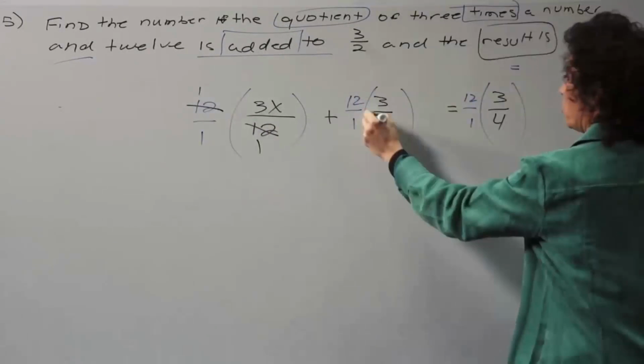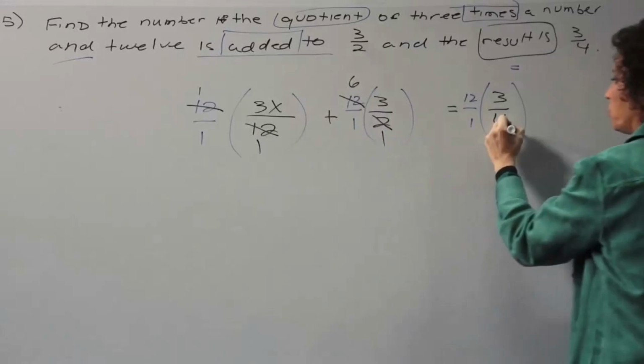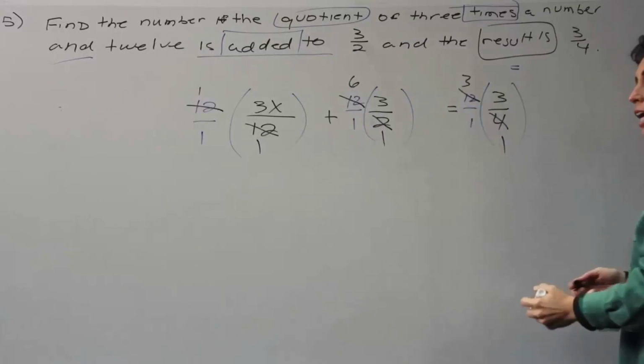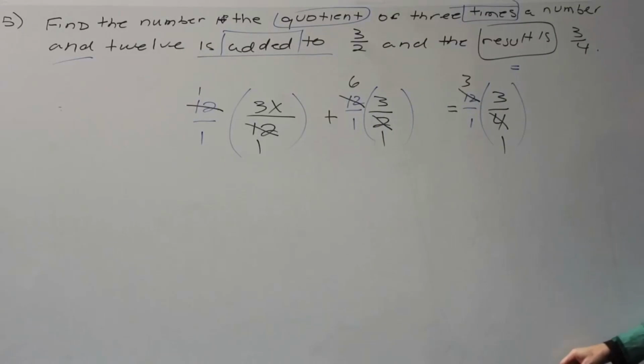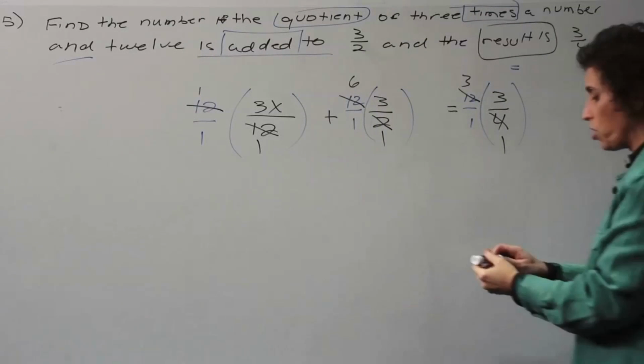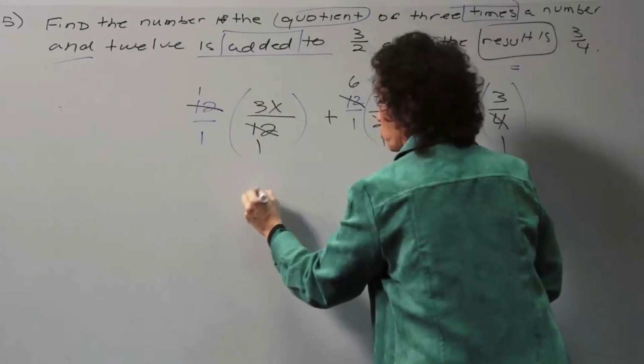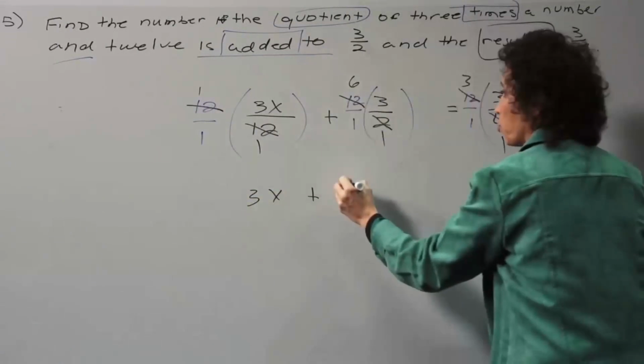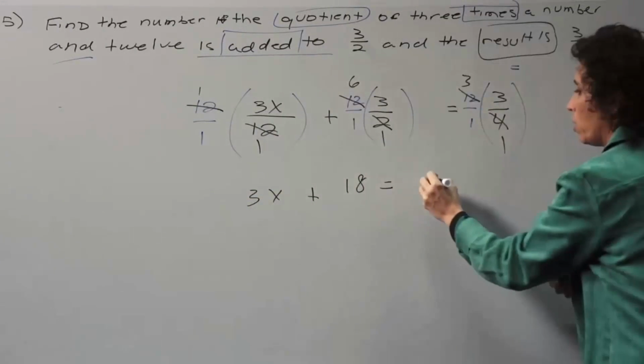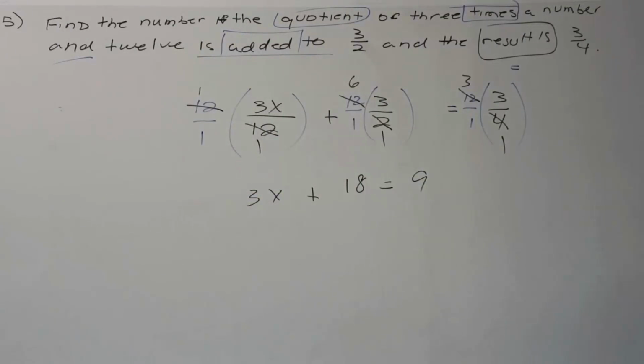And then 2 goes into 2 ones, 2 goes into 12 6, 4 goes into 4 ones, 4 goes into 12 3 times. Now our fractions are gone. We're going to have an equivalent equation. So 3x times 1 is 3x. 6 times 3 is 18. 3 times 3 is 9. Beautiful.